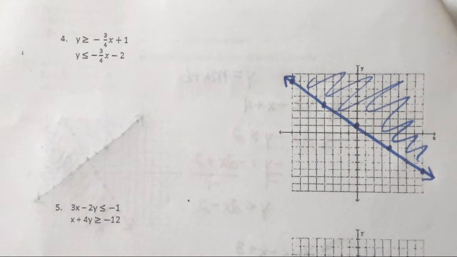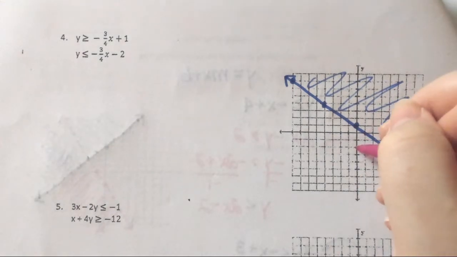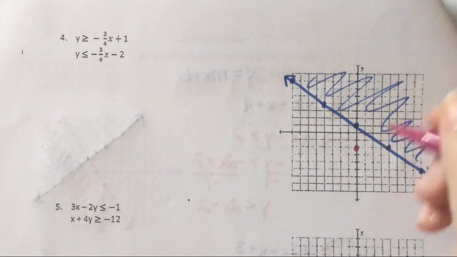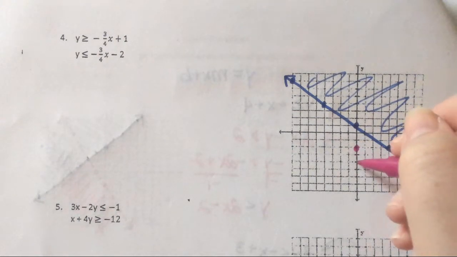So I've got the top equation graphed. I now have to deal with the bottom equation. So I'm supposed to go down to negative 2. And that's odd. My slope is the same thing. Negative 3 over 4. 1, 2, 3.